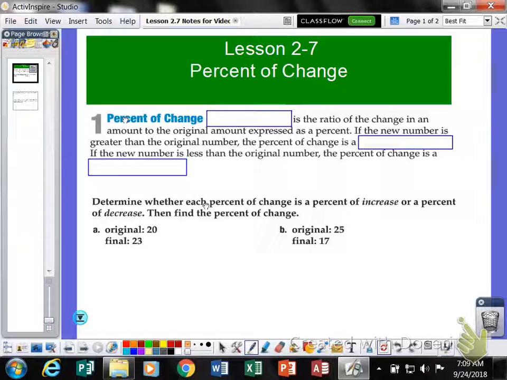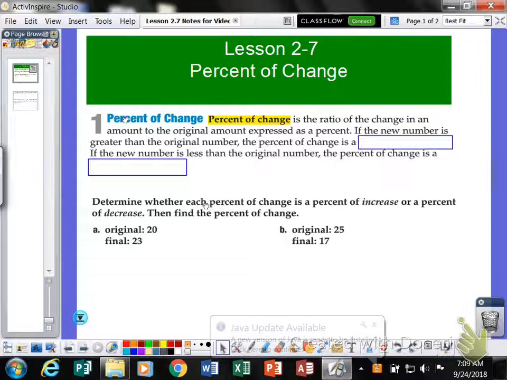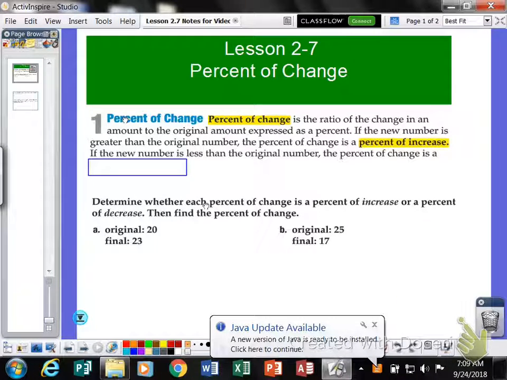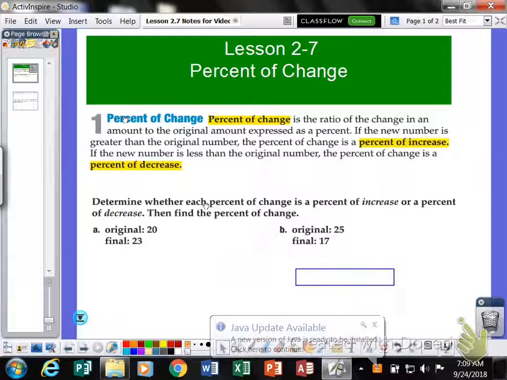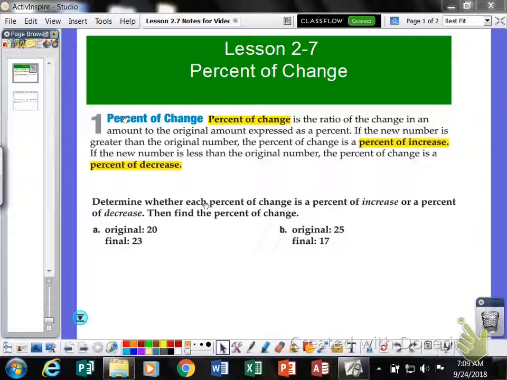All right, lesson 2-7, percent of change. Percent of change is a ratio of the change in the amount to the original amount expressed as a percent. If the new number is greater than the original, we have a percent increase. And if it is smaller than the original number, we have a percent decrease. So how do we find this?